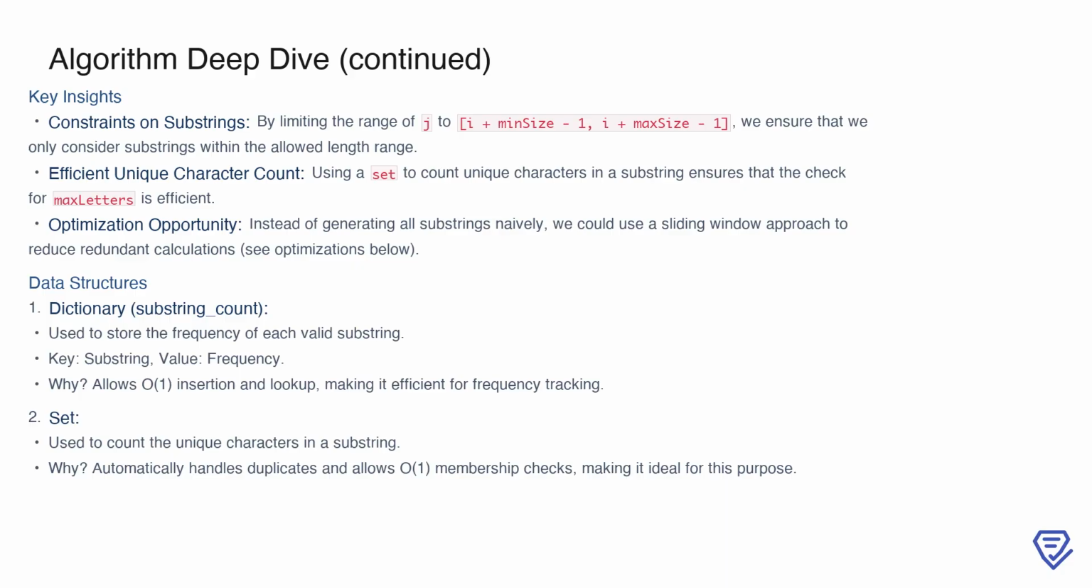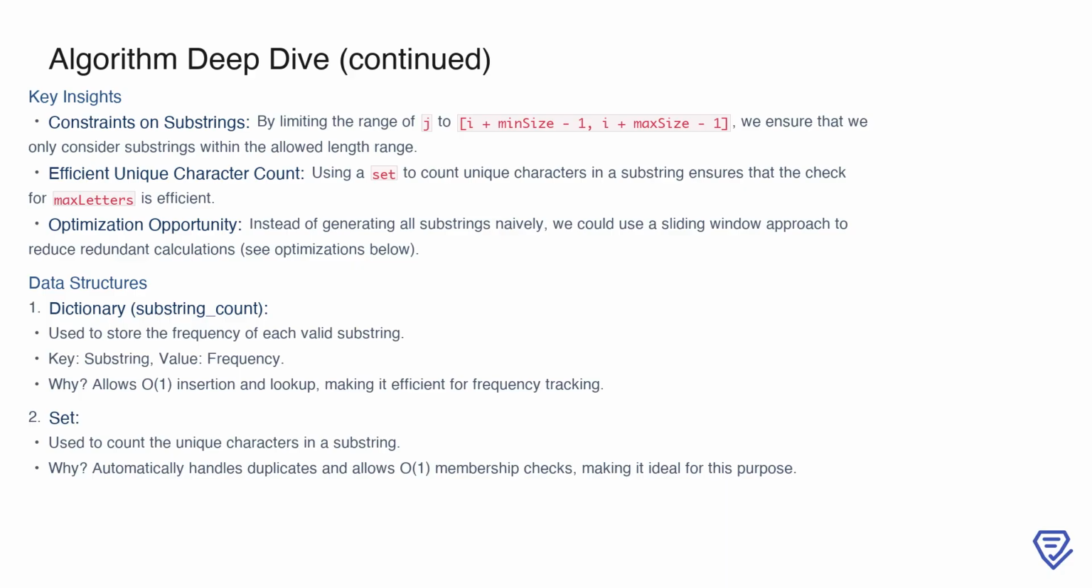To better understand the approach, let's consider some key insights. By carefully controlling the range of the inner loop, we ensure that only substrings within the allowed length range are considered. For efficient validation, we use a set to count unique characters, which simplifies the process of checking the max letters constraint.